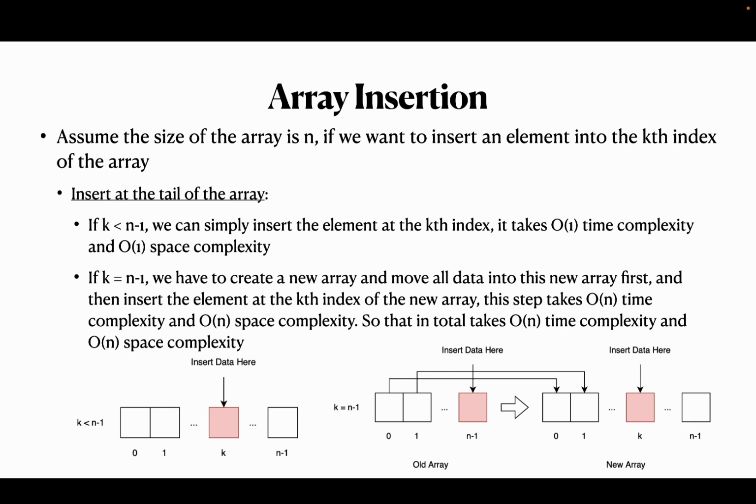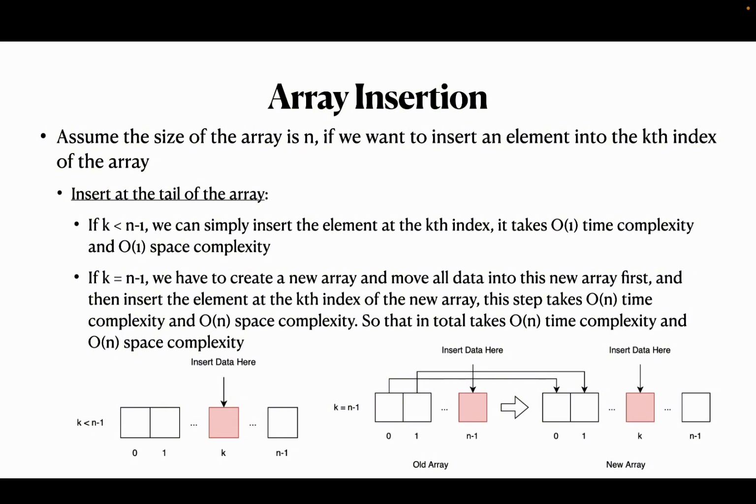Assume the size of the array is n, and we want to insert an element into the kth index of this array. The first scenario is that we insert an element at the tail of this array. If k is smaller than n, that means the array is not full. It's pretty straightforward. We can simply insert the element at the kth index, and it only takes O(1) time complexity and O(1) space complexity. But what if k is equal to n-1? That means the array is full now.